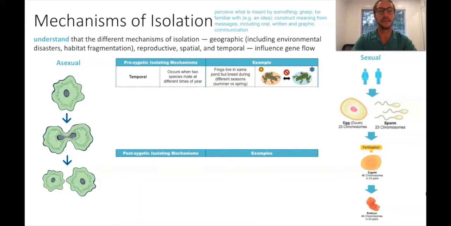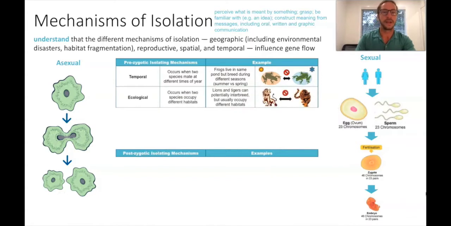The example being frogs live in the same pond, but maybe they breed during different seasons. As temporal refers to time, it can also just mean different times of day. So a species that mates in the day as opposed to a different species at night are said to be temporally isolated.